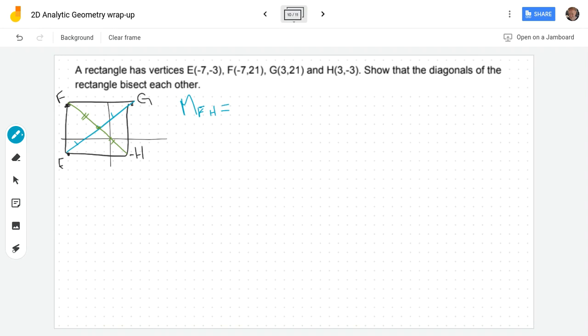Midpoint formula, again, like always, write down your formulas. I'm not, just for lack of space. All right, so FH: (-7 plus 3) divided by 2, comma, (21 plus -3) divided by 2. It's been a long day, that should have been divided by 2.